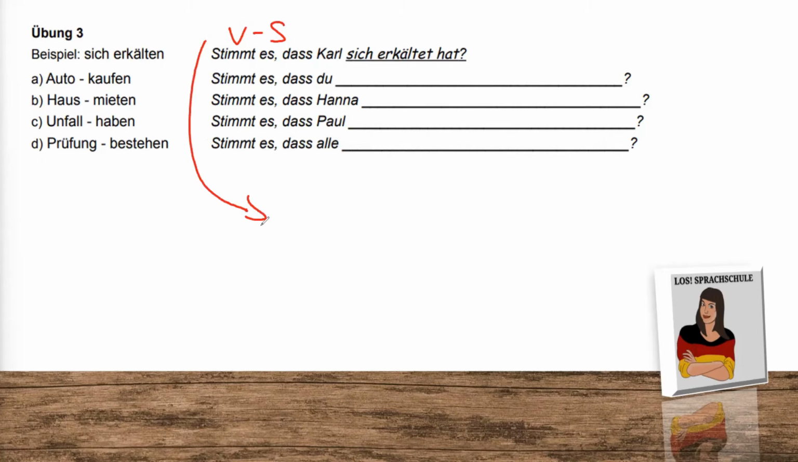If we want to answer, yes, it's right, we have to start with the subject, of course. Es stimmt, comma, dass. And then we can continue like usual. Es stimmt, dass Karl sich erkältet hat. If you want, you can press pause. You can do the other 4 examples, try to practice a little bit, and then we will compare.